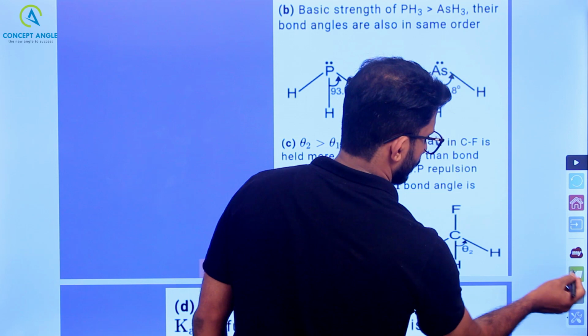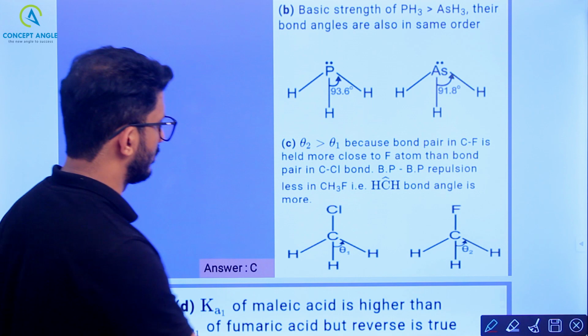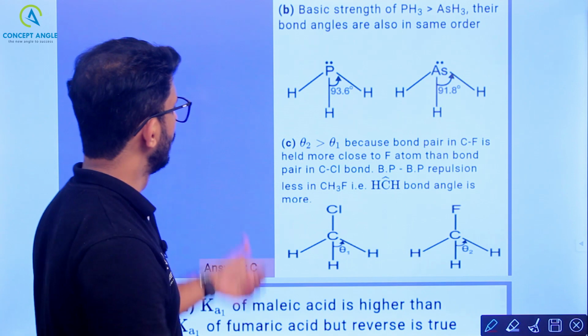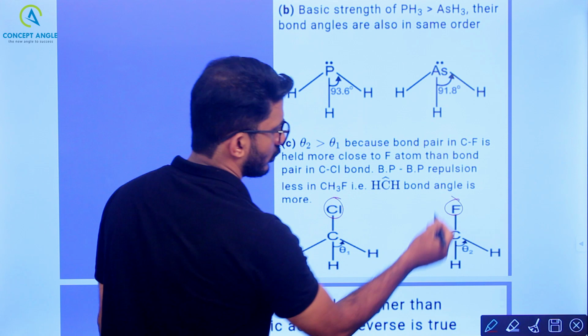Theta 2 is greater than theta 1. Which is theta 2? This is theta 2. That is greater than, this is chloromethane, that is fluoromethane. Theta 2 is greater than theta 1. Why? Because here fluorine, here chlorine. This is fluorine, this is chlorine.